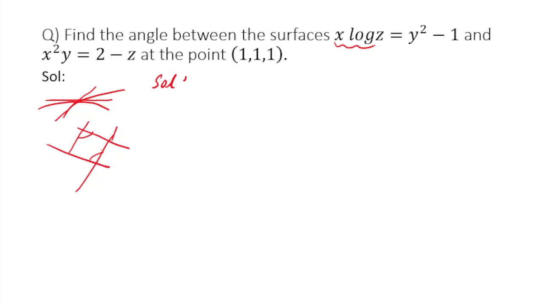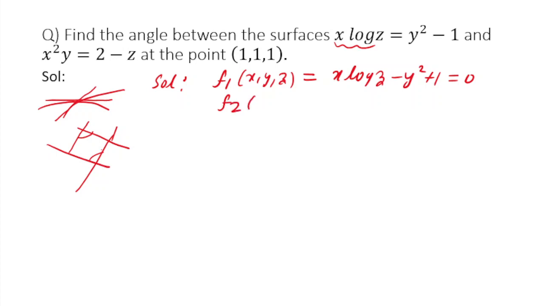So let me solve it. First of all, we have two surfaces. Let me call the first f1 of xyz. This I will represent by x log z minus y square plus 1 is equal to 0, right? And the next surface is f2 of xyz. This I can represent as x square y plus z minus 2 is equal to 0, right? So these are the two surfaces. First I find the gradient of the first surface, that is del of f1, and this time I am writing it directly without using the notation del by del x.